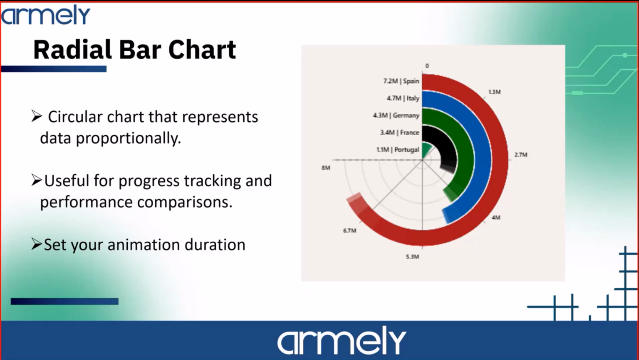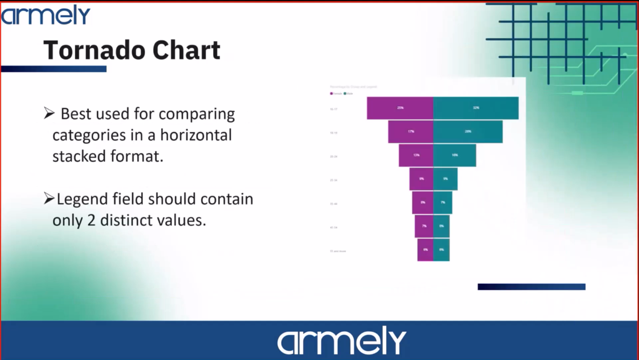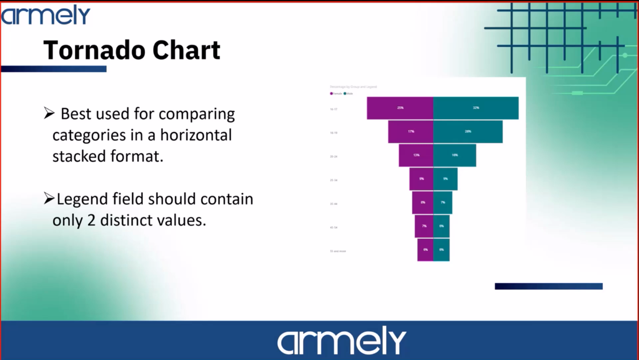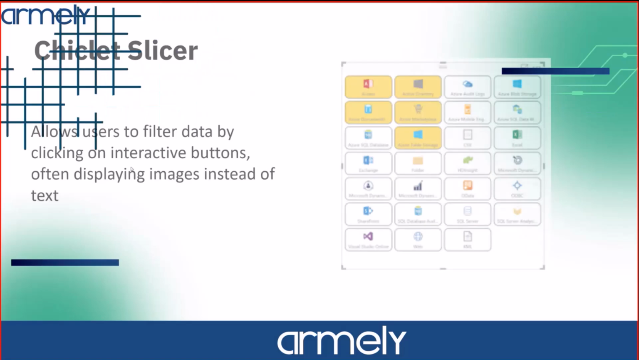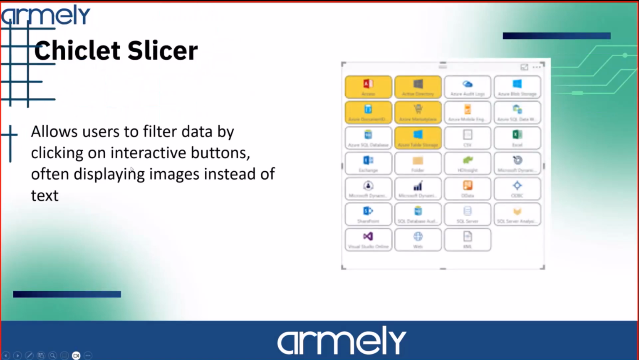I'm just going through them so that you can get the outline. The second one will be the Tornado Chart, used for comparing categories, especially when you have 2 fields like gender. The third one will be a Chiclet Slicer. A Chiclet Slicer is additional to a normal slicer, where you can add an image to the slicer to make it interactive with visuals easily and attractive.